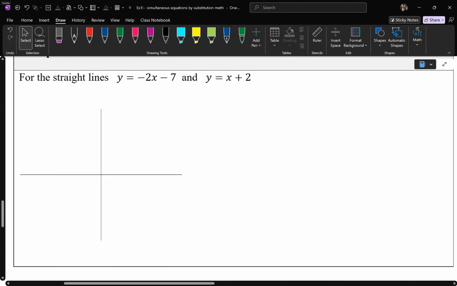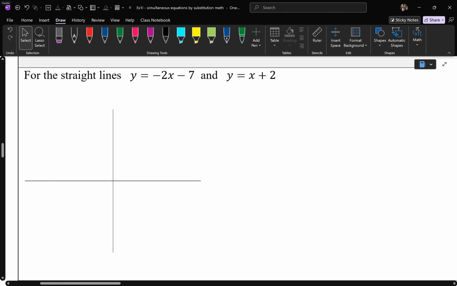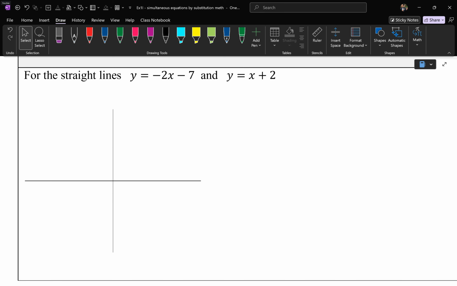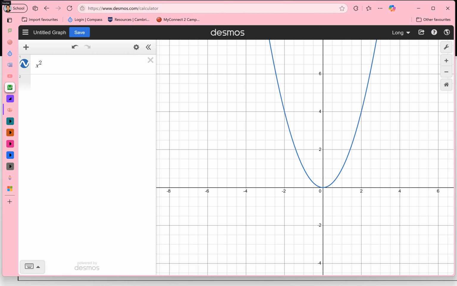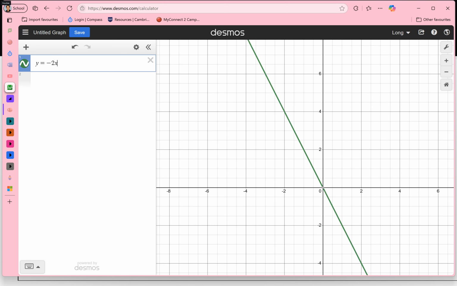So here, let's take this example. You've got y equals negative 2x minus 7, and you've got y equals x plus 2. And again, let's go to Desmos. So here we go. Let's visualize it. y equals negative 2x minus 7.